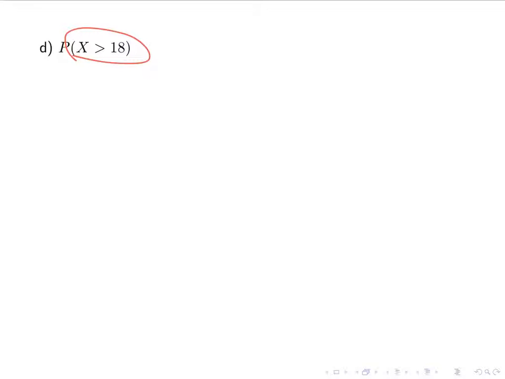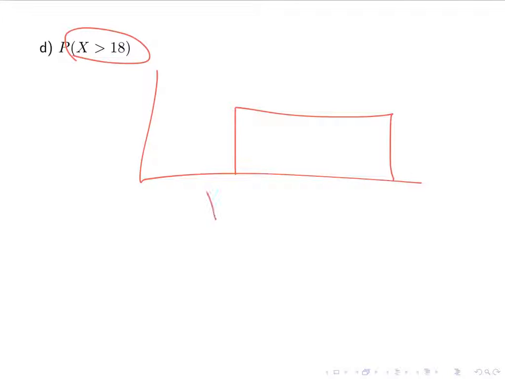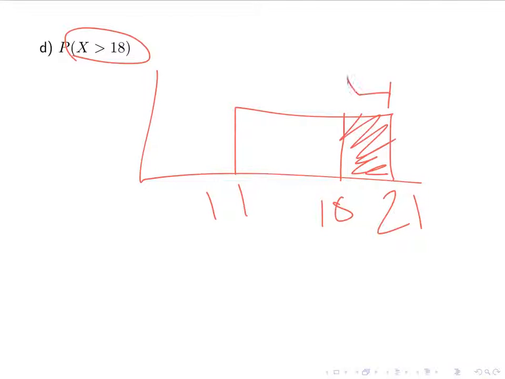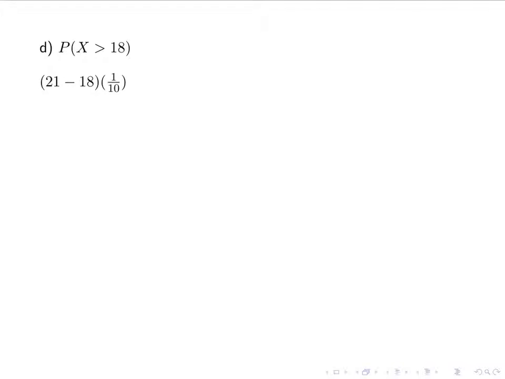x bigger than 18, remember that in our picture, it's 11 to 21, and I want 18 and bigger. So this dimension here will be 21 minus 18. So 21 minus 18 is the width or the length of my rectangle, and the height is 1 over 10. 21 minus 18 is 3. 3 times a tenth is 3/10.